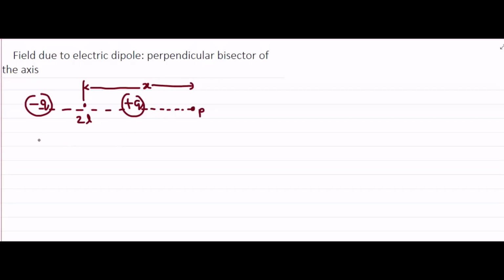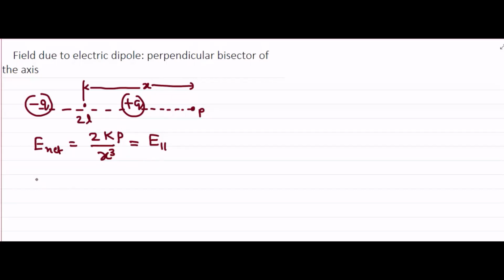Now we obtained this equation as E net is equal to 2kp by x cube. So this was the equation we had obtained. This is usually denoted by the symbol E parallel, because we are finding this electric field parallel to the direction of the dipole moment. Therefore, this is denoted by the symbol E parallel.